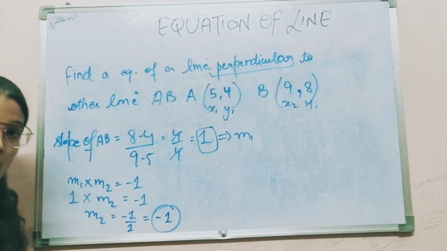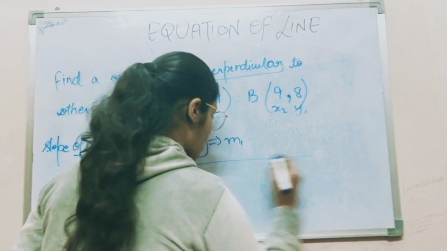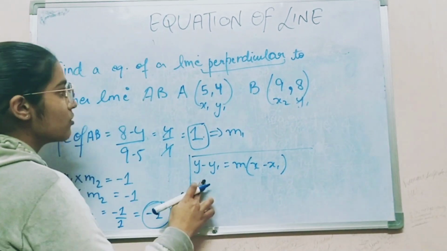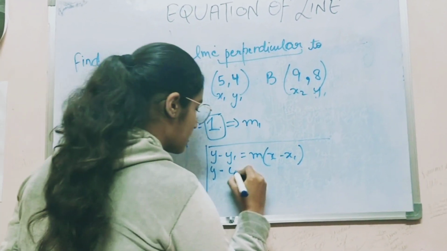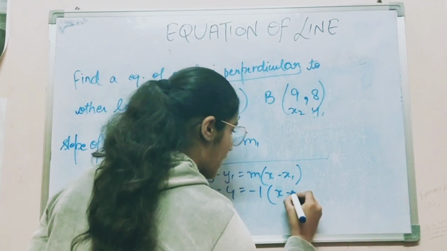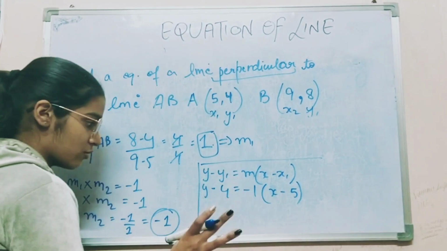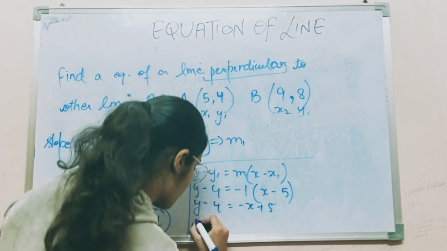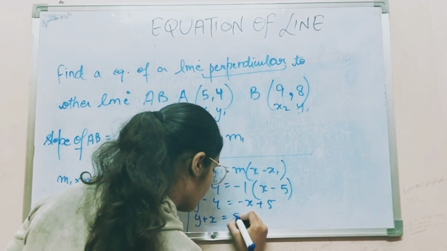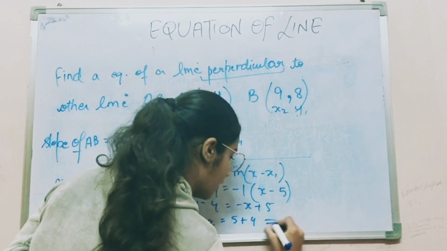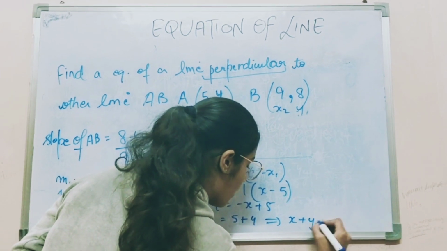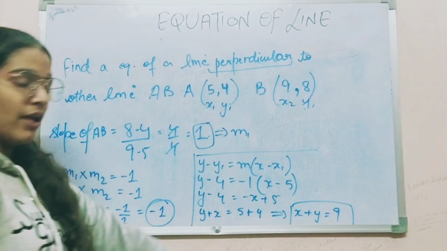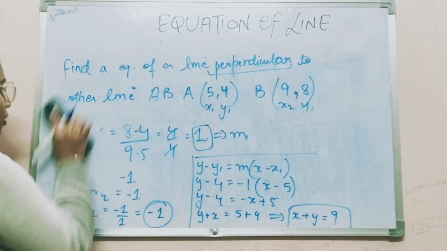Now I am going to apply the same formula of the equation of a line, that is y minus y1 equals m into x minus x1. So y will be as it is, y1 is 4 and m we are having -1, x as it is, x1 is 5, and now just solve it, we will be getting the values. 5 plus 4, so the required equation is x plus y equals 9. So this equation we got when the word perpendicular is given to us in the question.